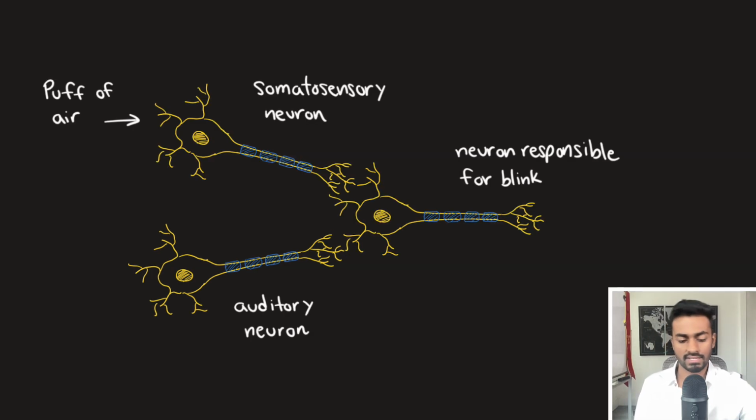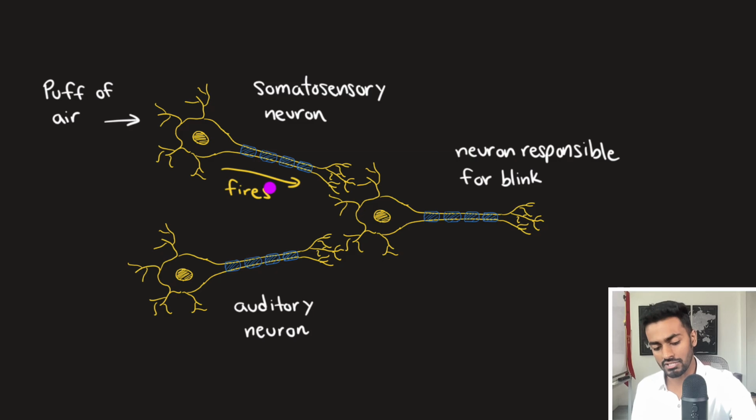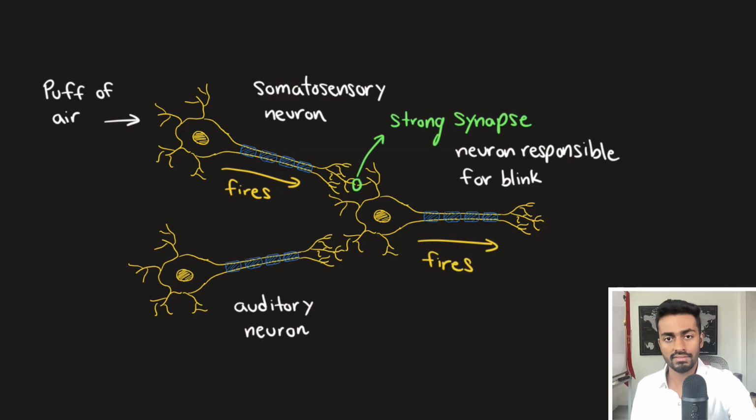So what that means is, let's say there's a puff of air that enters your eyes, it's going to trigger your somatosensory neuron here and cause it to fire. Now, due to the strong synapse, it's going to have a large number of neurotransmitters that are emitted over here. That's going to create an action potential and cause this neuron over here to fire. And hence, whenever there's a puff of air that enters your eye, you are likely to blink.